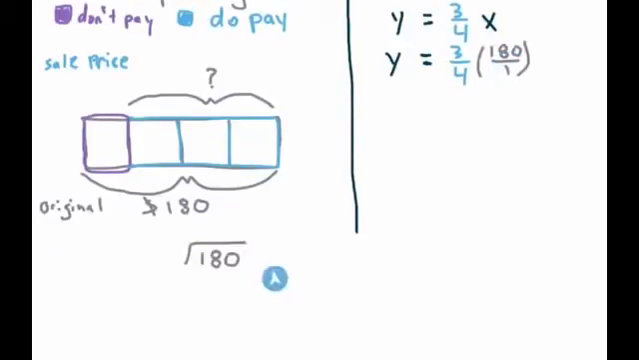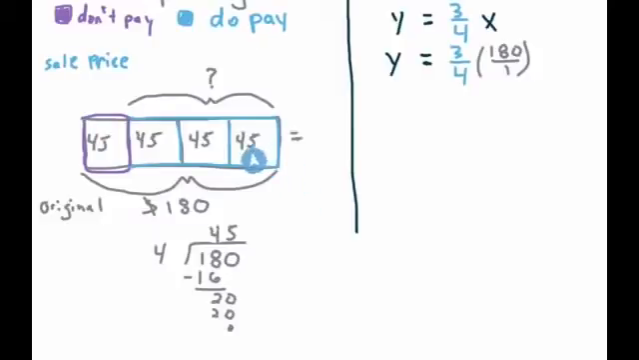So to move forward, we need to find the value of 1 box in our tape diagram. To do that, we're going to divide. But what will we divide by? We divide by 4, because 180 is being shared by 4 boxes. And now what we know is what each box is worth. Each box is worth 45.